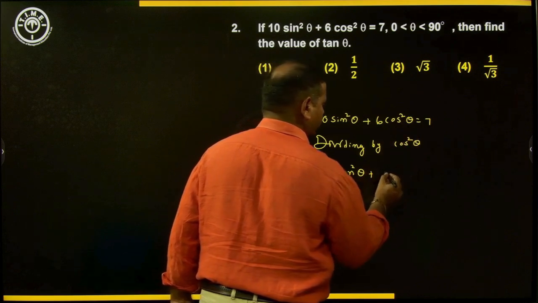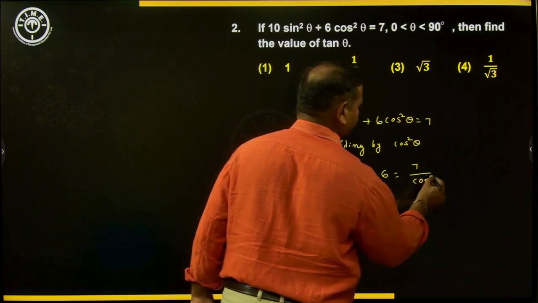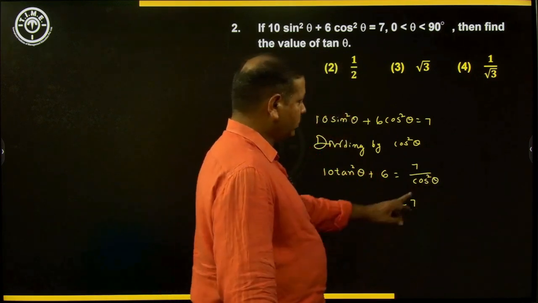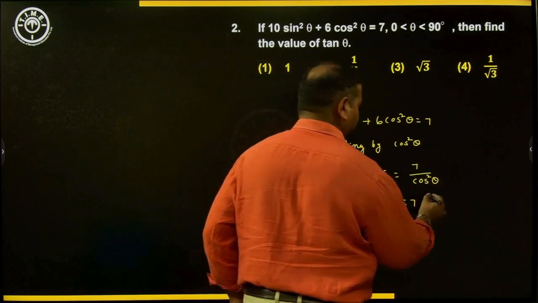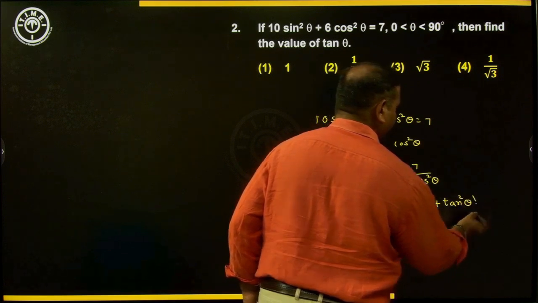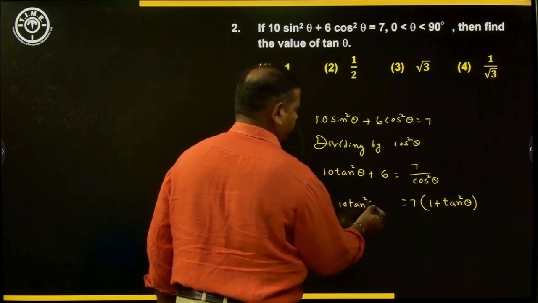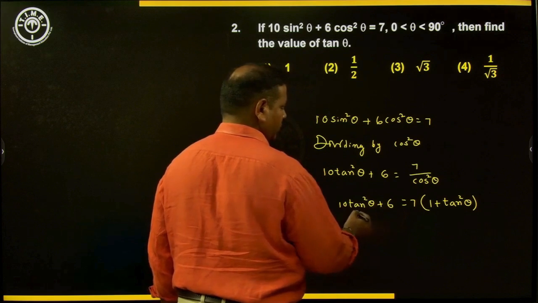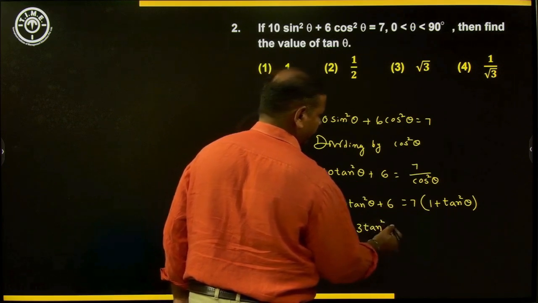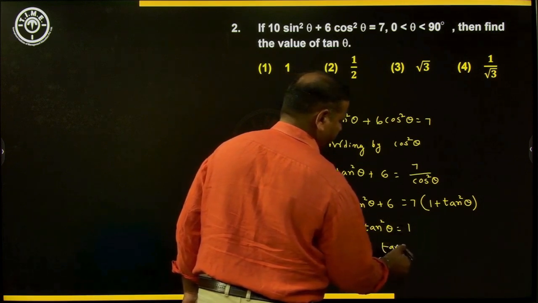6 cos square theta by cos square theta is nothing but 6. This is 7 by cos square theta, nothing but 7 times secant square theta. 1 by cos square is secant square theta. In terms of tan, secant square theta can be written as 1 plus tan square theta. So 10 tan square theta plus 6 is equal to that. Then 10 tan square theta minus 7 tan square theta is 3 tan square theta. 7 minus 6 is 1. Tan square theta equal to 1 by 3.